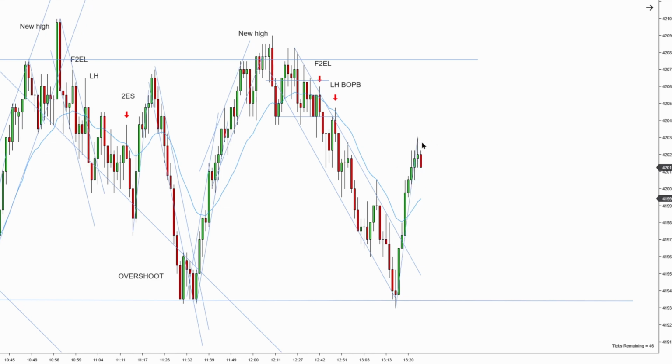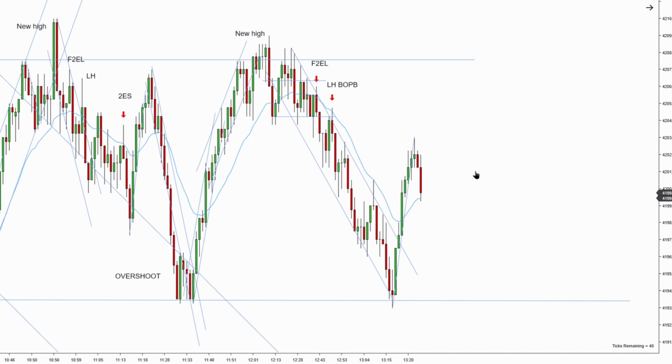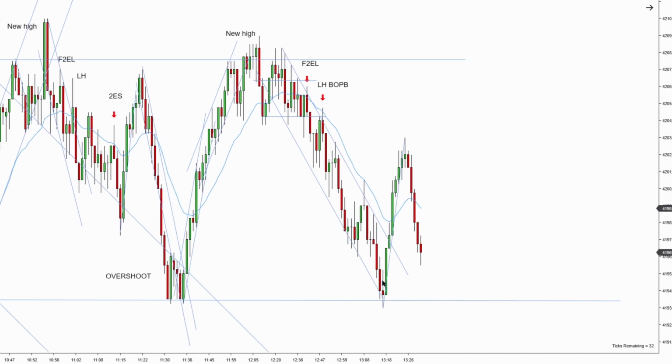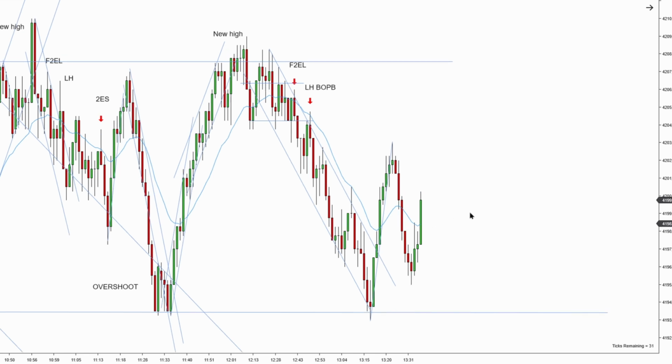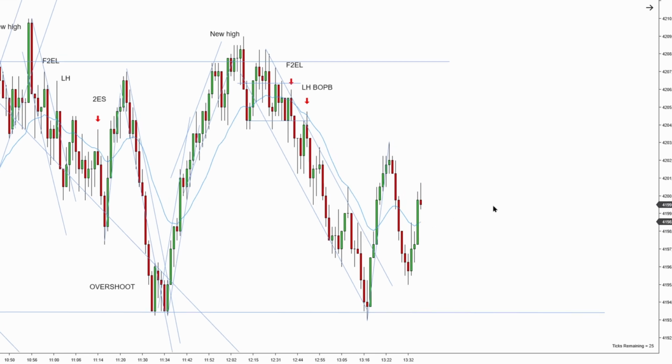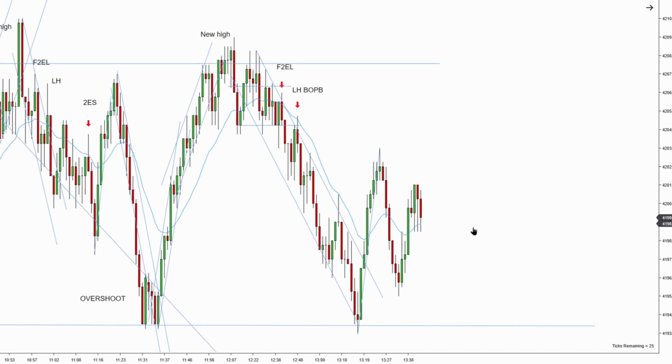We have a micro break, new extreme. Okay, good. So what am I expecting? Large second entry short, lower high. But we're pushing above EMA again. I can't take it above EMA. I would need to see below EMA.